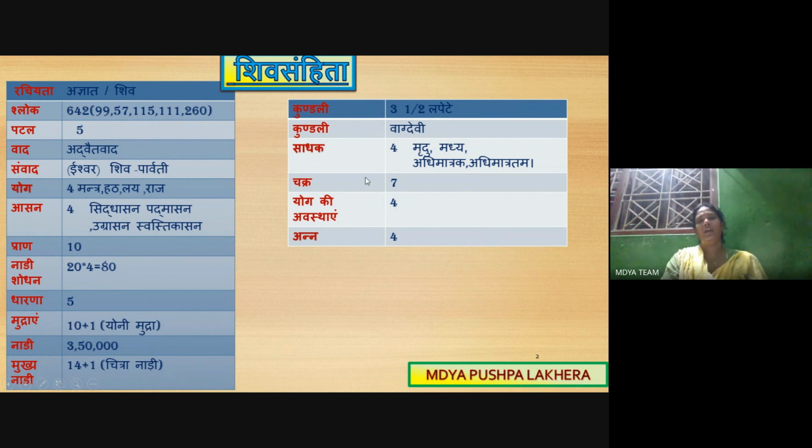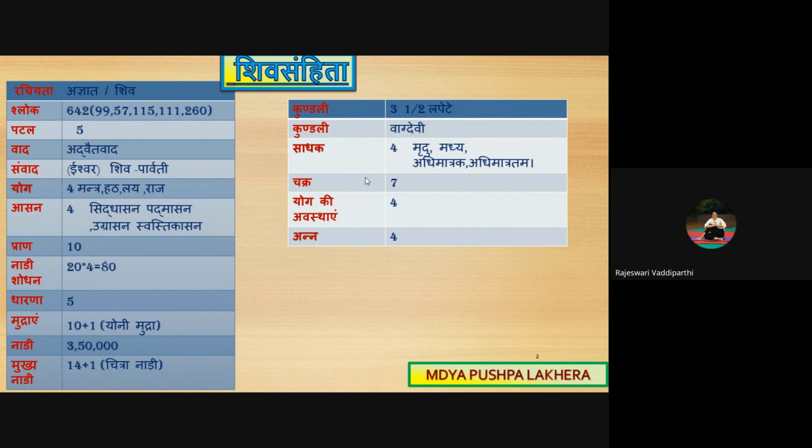Then Kundali here is named as the Bagdevi. According to Lord Shiva, the Kundalini name is Bagdevi. And 4 types of sadhak are mentioned here, while in the Vasishtha Samhita and also Hatha Yoga Pradipika there are 3 types of sadhak. What are the names? Can anyone tell me? Sadhak state.